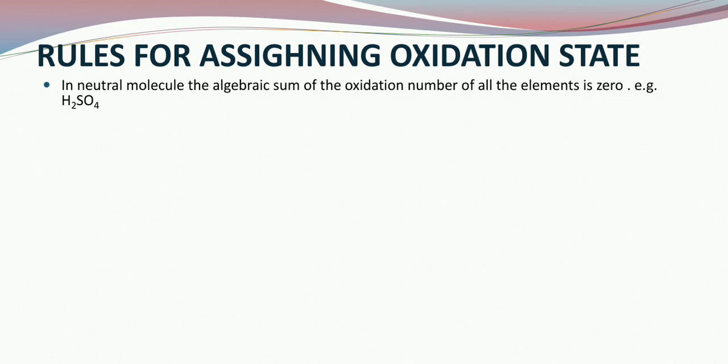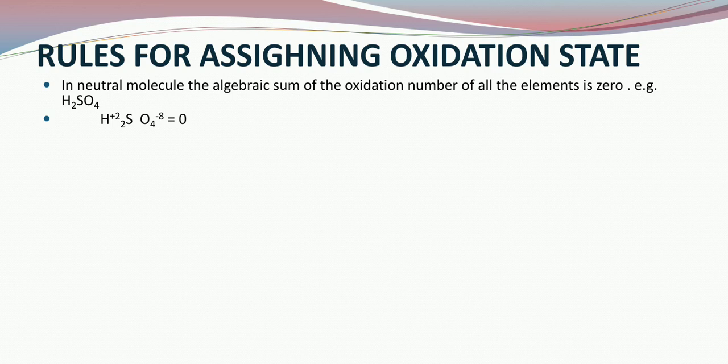Now for the neutral molecule. In a neutral molecule, the algebraic sum of the oxidation numbers of all the elements is 0. For example, sulfuric acid is a neutral molecule. The algebraic sum of the oxidation states of all the elements present in this molecule is equal to 0. In sulfuric acid, hydrogen oxidation state is +1, as there are 2 atoms, so its oxidation state is +2, whereas there are 4 atoms of oxygen, the oxidation state of 1 atom of oxygen is -2. As there are 4 atoms of oxygen, the oxidation state becomes -8.